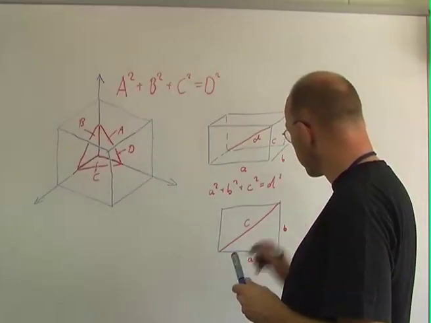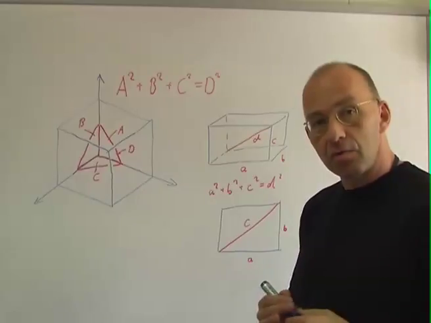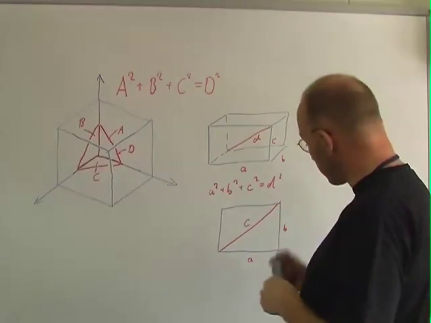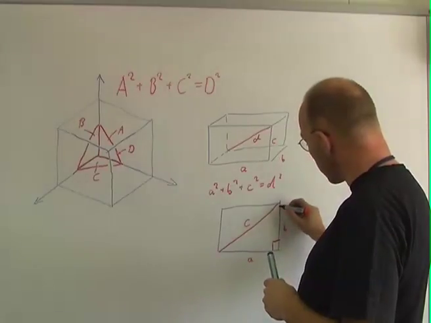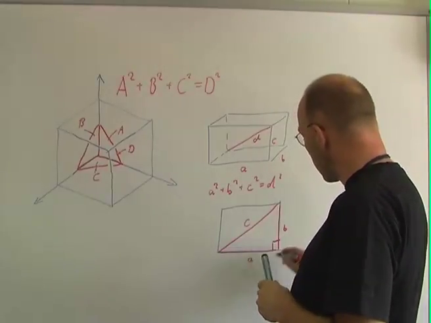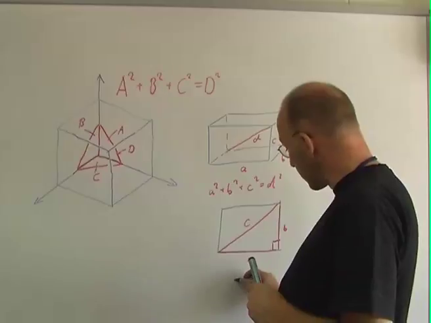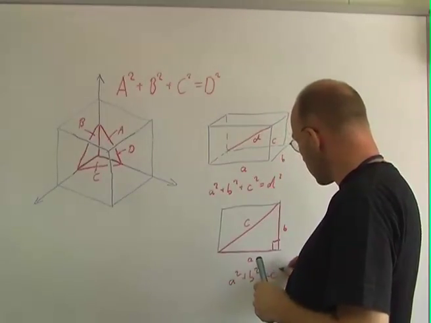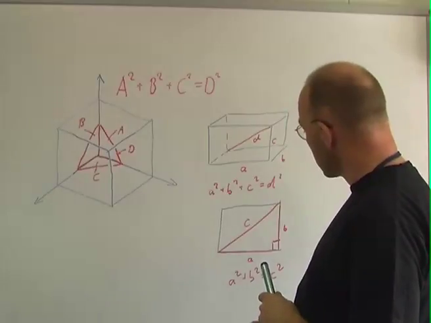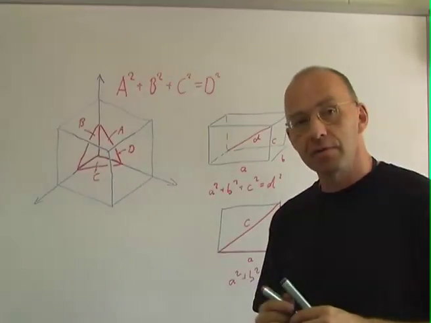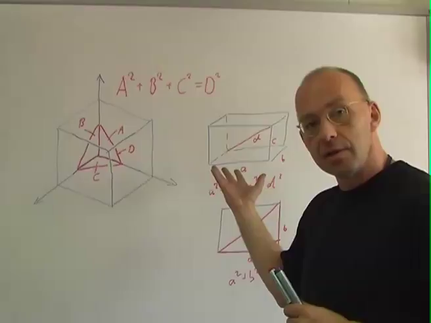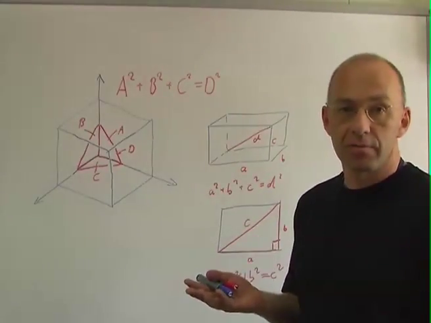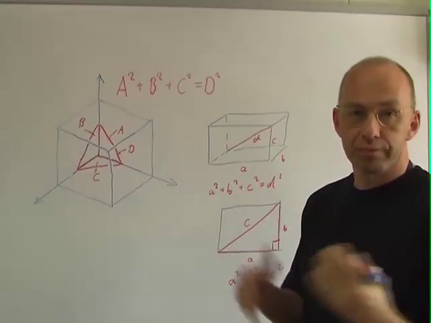All right, and now what's the formula that relates C and A and B? Well, obviously it's Pythagoras theorem, right? So you see a right angle triangle in here, and that means that A squared plus B squared equals C squared, right? So the two-dimensional counterpart of this three-dimensional theorem is just Pythagoras theorem in a special setting, right?